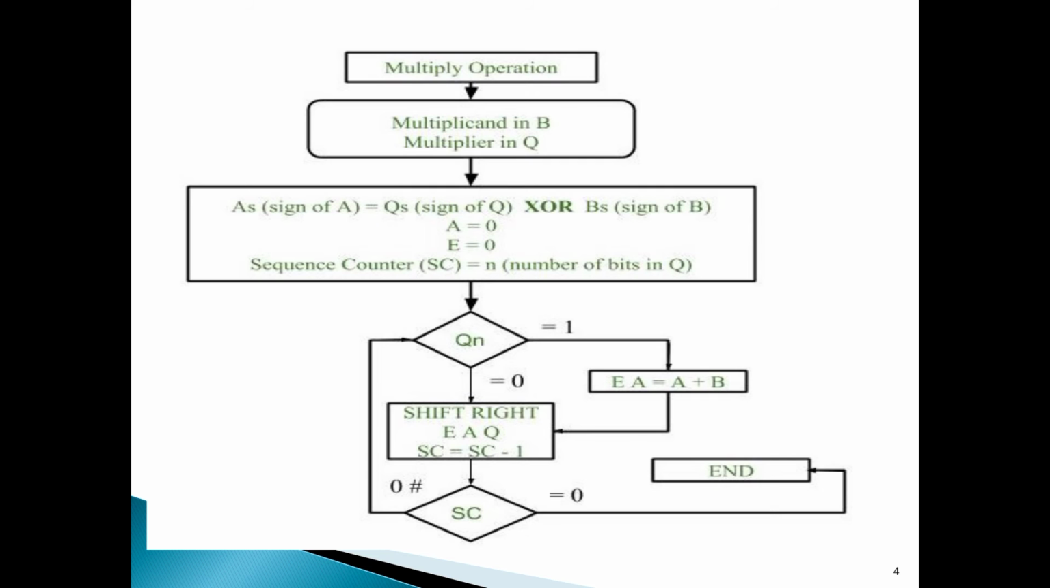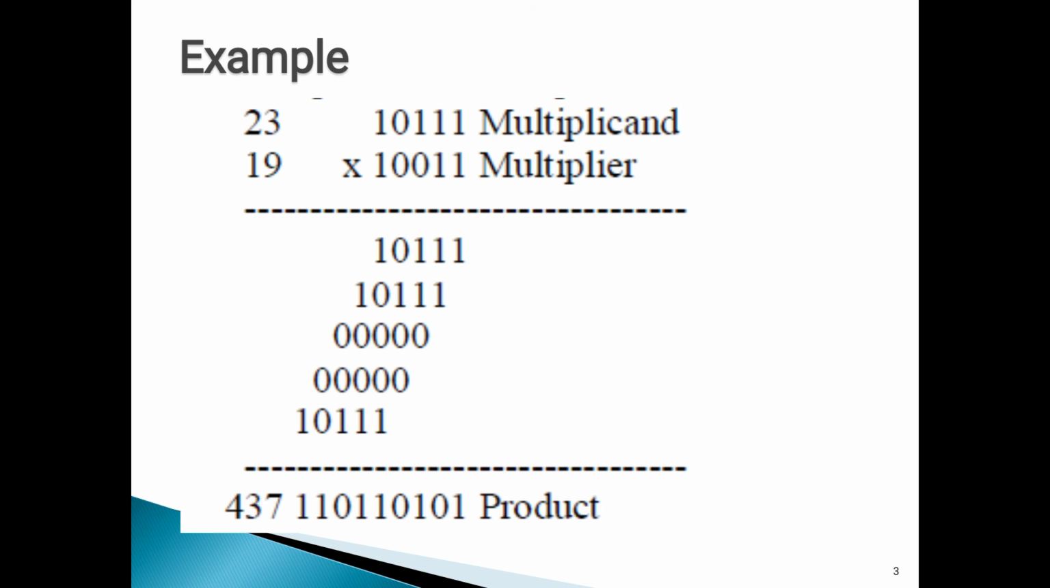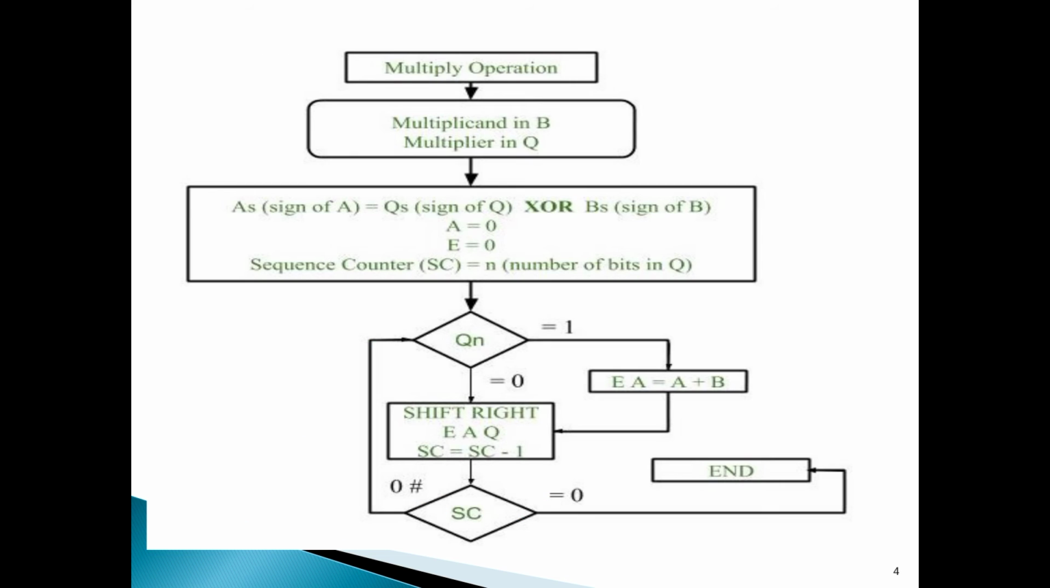If it is not equal to 0, check the next least significant bit of the multiplier, that is Qn. In this example, the first Qn value is 1, the next Qn value is 1, the next is 0, and again 1. After going through all these Qn values, the SC is equal to 0, and then we go to end. So this is the flowchart for the multiplication operation. Let's take this example.